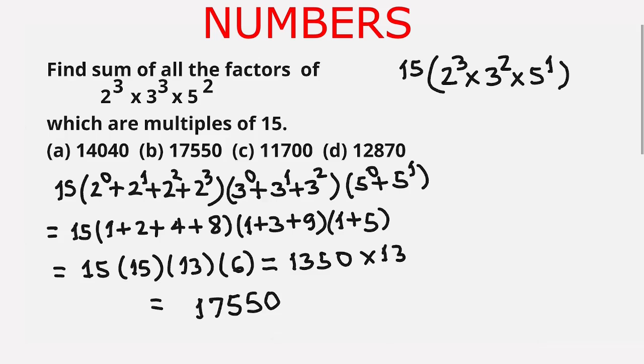So the sum of all the factors of the given number which are multiples of 15 is 17,550, and from the given options our answer is option B, 17,550. I hope you have understood the method of solving such type of questions. We go to the next question.